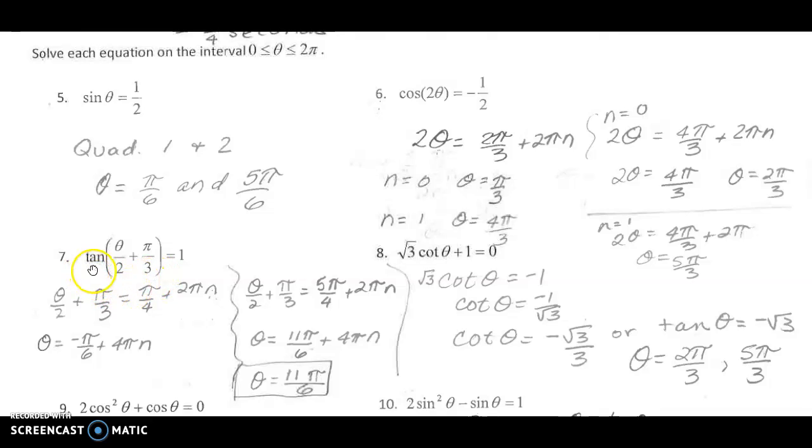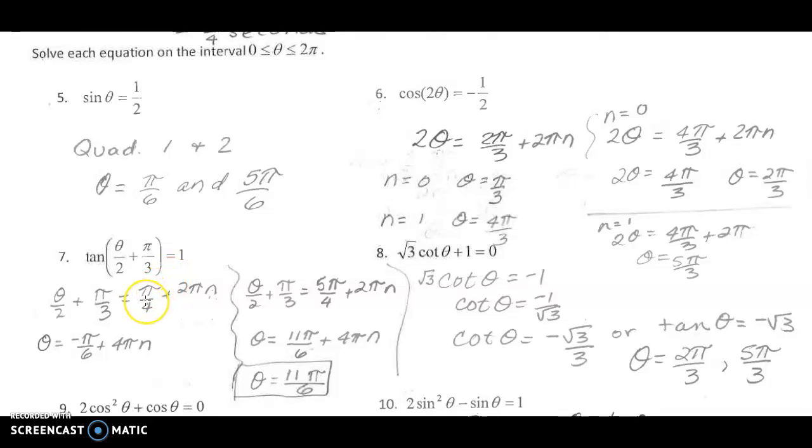notice that the equation already has the tangent of this stuff in the parentheses isolated equal to 1. So we can go ahead right away and inverse tangent both sides of the equation. When we inverse tangent the left side, we end up with this left side, theta over 2 plus pi over 3. And then when we inverse tangent the right side, we're looking for the angles whose tangent is 1.